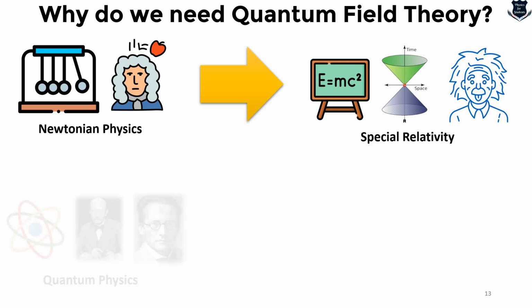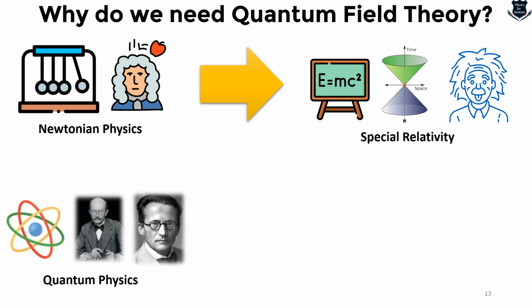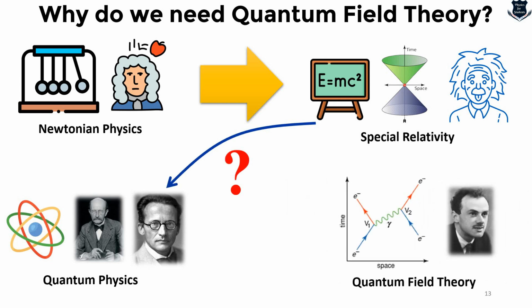On the other hand, we have the new era, quantum physics, where people like Max Planck and Erwin Schrödinger are dominating the world. Now the question arises: we have two theories, special relativity and quantum physics. How can we unite special relativity with quantum physics? And this is exactly what is done by quantum field theory.